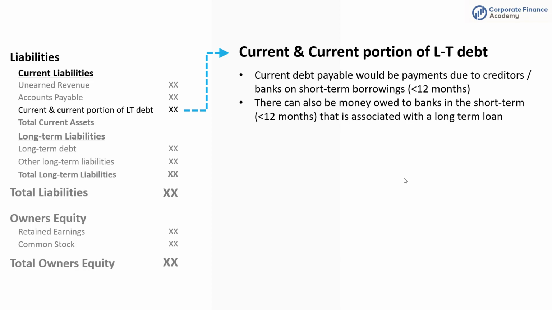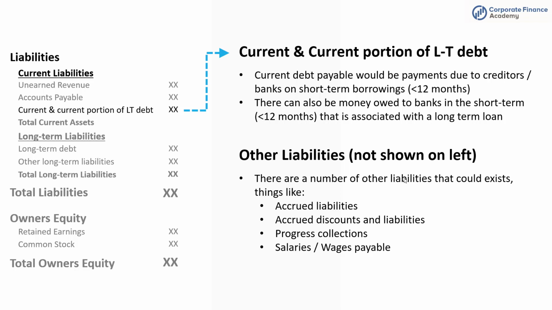Now you have current liabilities and you have current portion of long-term debt. So any current debt payable that would be due to creditors, so short-term borrowing, that's your current piece, and then you have the current portion of long-term debt. So if you have a long-term loan, let's call it 3 years to a bank, there's going to be an element of that, a portion of it that's due within the next 12 months, and you're going to have that classified as a current liability versus a long-term.